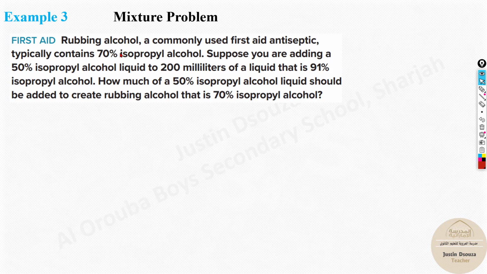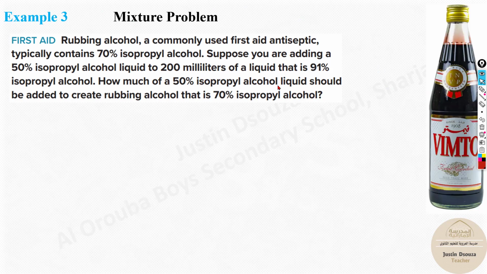So you're bringing in 50% isopropyl liquid. You're adding it to this 200. You need to know how much must be exactly added. So the total quantity over here, 91 and 50, it will become 70%. Okay. So now if you're thinking this is about dilution.